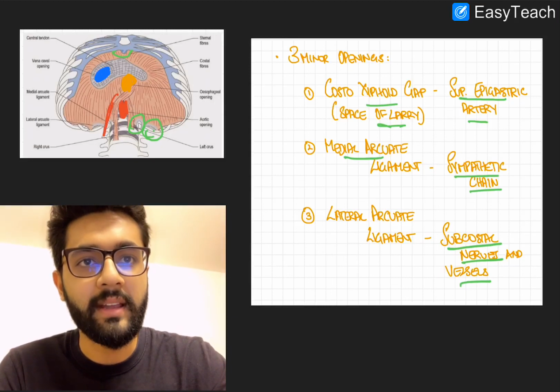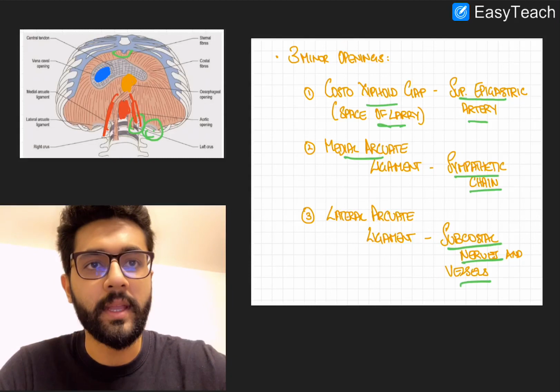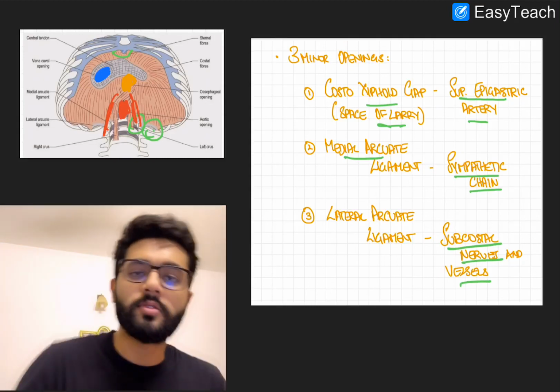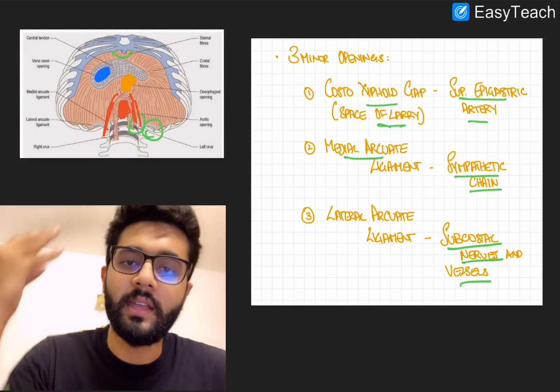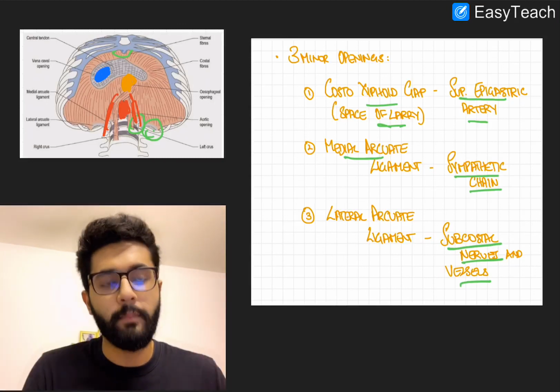And lastly you have the aortic opening, which lies between the right crus and the left crus, so between the crura of the diaphragm. So you have the aortic opening through which your HAT pass through, which is aorta, hemiazygous vein, azygous vein, and the thoracic duct. So these openings are very, very important, very high yield.